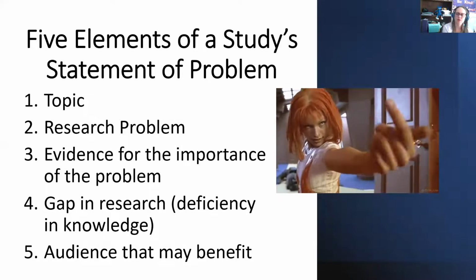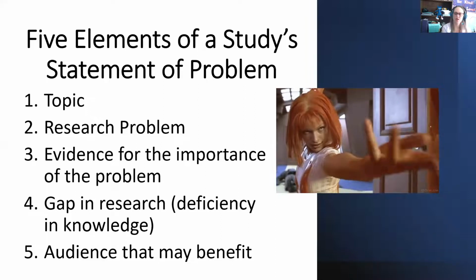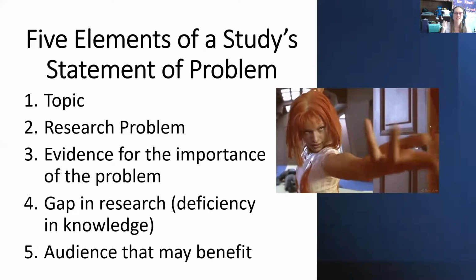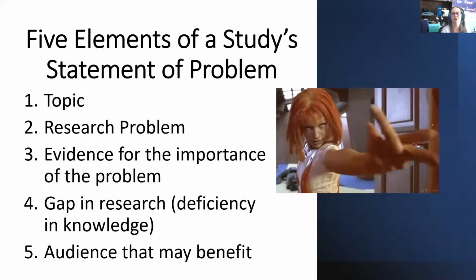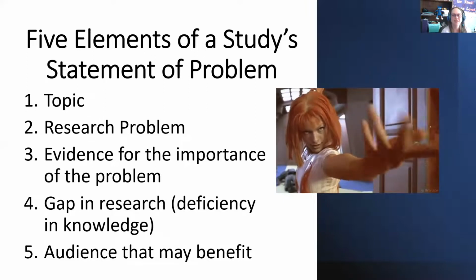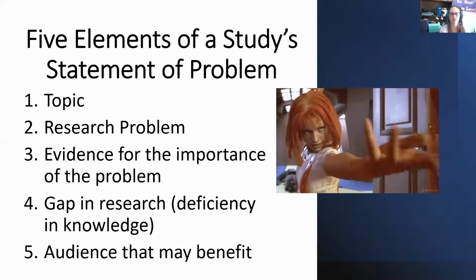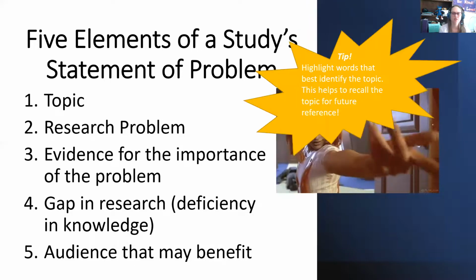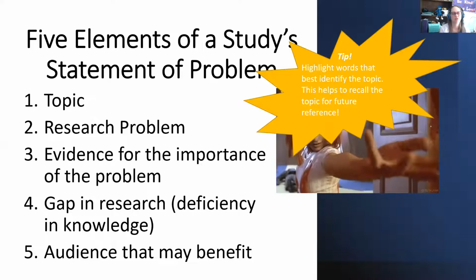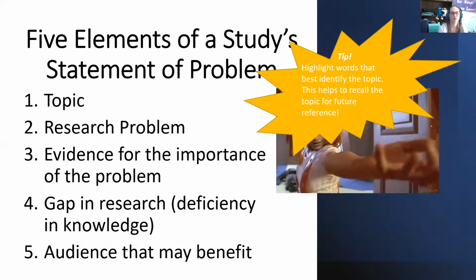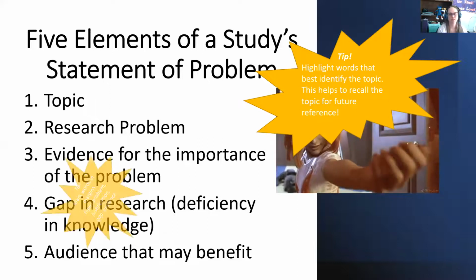There were some tips that were given in the book, and they were kind of in the margins. And I know that sometimes whenever I'm reading, I don't always get to the margins or all of the tables and boxes, but I found that these tips were very important. So I wanted to share them with you. The first tip is to highlight words that best identify the topic. This helps to recall the topic for future reference.